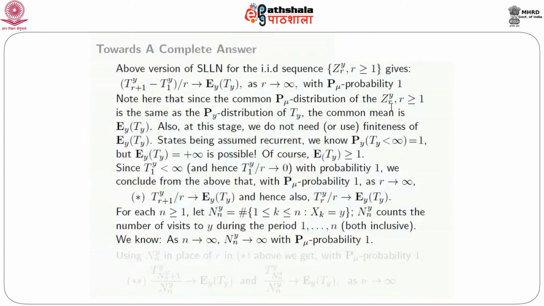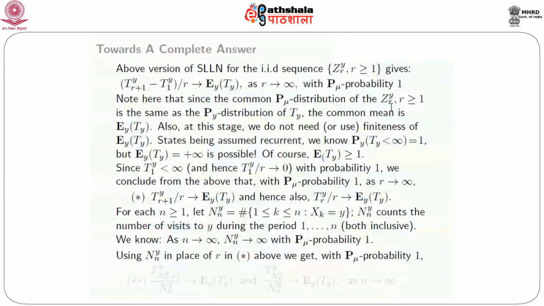Now, N_y goes to infinity with P_μ probability 1. So we could go back to the star result, where it says something goes to E_y T_y as r goes to infinity. Now r is a fixed sequence going to infinity, but we can get the same result by letting N_y go to infinity.